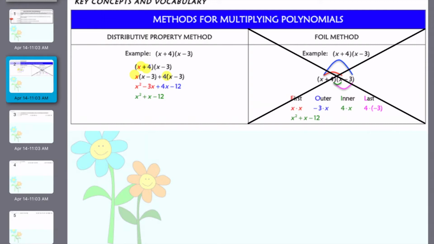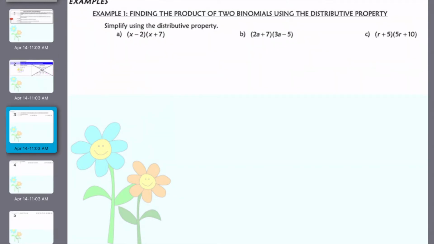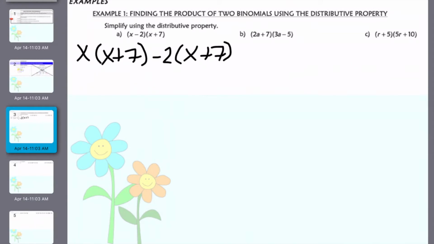So let's start off. Our first one, simplify using the distributive property method. So I have x minus 2 times x plus 7. So I'm multiplying two binomials together. So what I'm going to do is make sure that I take my x and multiply it by x plus 7, and take my minus 2 or negative 2 and multiply that by x plus 7. Okay, so x times x gives me x squared plus 7x, and I have minus 2x minus 14.